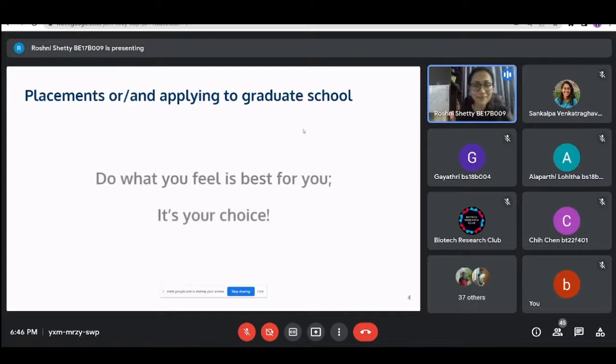So finally, the take-home message is, do what you feel is best for you. It's your choice. It's about how you manage your time through this process, and what you feel is right for you. So don't be biased. You should know what others do, but you should know what is good for you, and take that step.